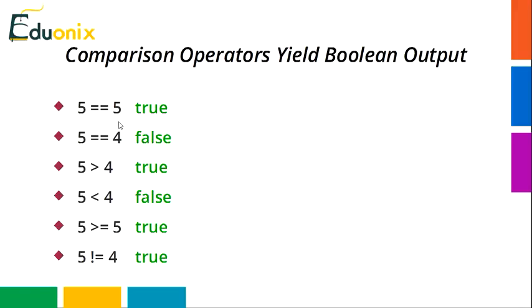5 double equals 5. Is 5 exactly equal to 5? Yes, it is. So it gives true. Is 5 exactly equal to 4? No, it's not. So it gives false. Is 5 greater than 4? Yes. Is 5 less than 4? No. Is 5 greater than or equal to 5? Well, yes, it is equal to 5. Is 5 not equal to 4? Well, yes, it is not equal to 4. It's different from 4.